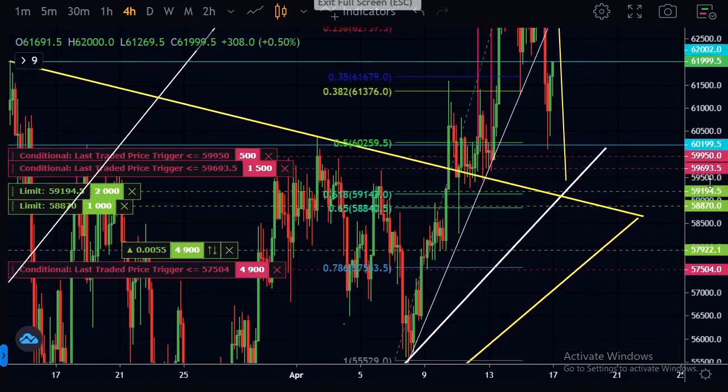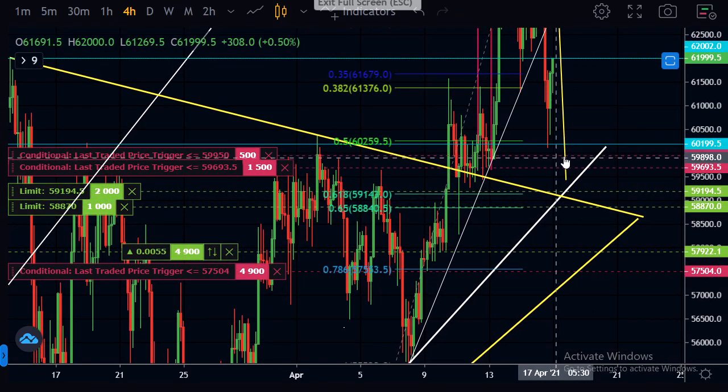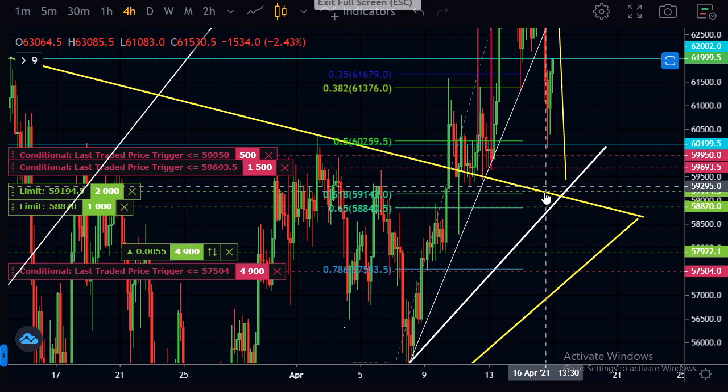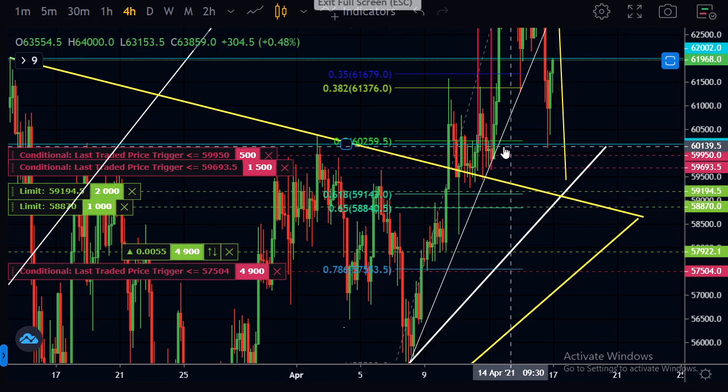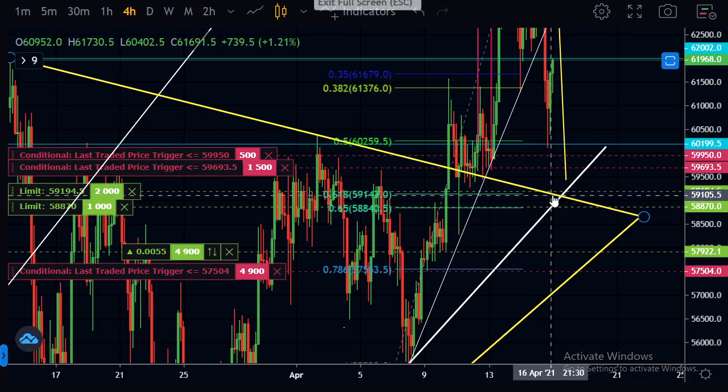So I will be selling a bit more here if we do break down here, even though I do think we are going to get a bounce in this golden pocket area. I will take some of the profits off here and add more in this area.